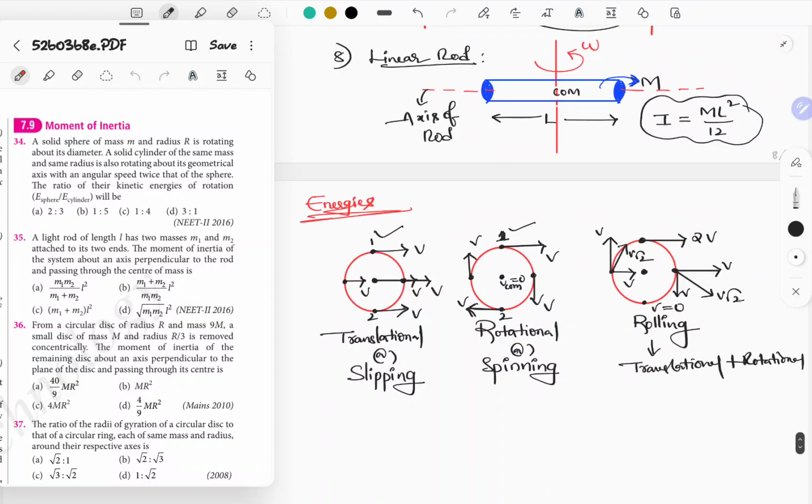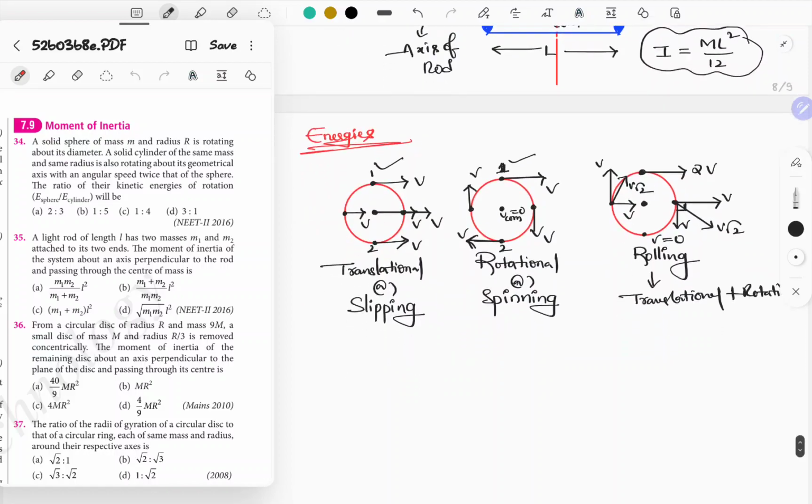So how did I write v root 2? These two are at an angle of 90 degrees and the magnitudes of those velocities are the same. So the resultant is going to be v root 2. By using the Pythagoras rule, we can find it.